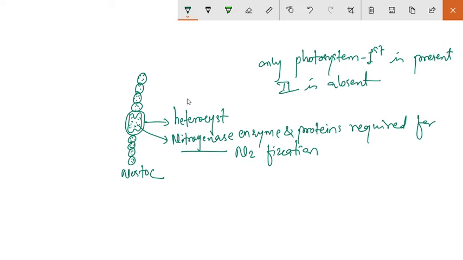Okay, so this heterocyst keeps away the nitrogenase enzyme from the oxygen rich surrounding. The other cells all carry out photosynthesis, so the surrounding is oxygen rich, but the heterocyst keeps the nitrogenase enzyme away from this oxygen rich surrounding. Okay, then the heterocystous blue green algae fix the nitrogen aerobically and microaerobically. The algae that have heterocysts fix atmospheric nitrogen aerobically and microaerobically.